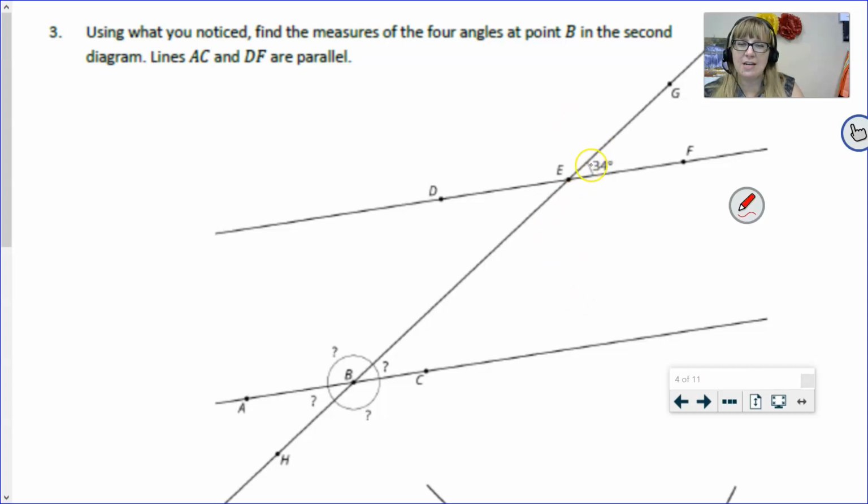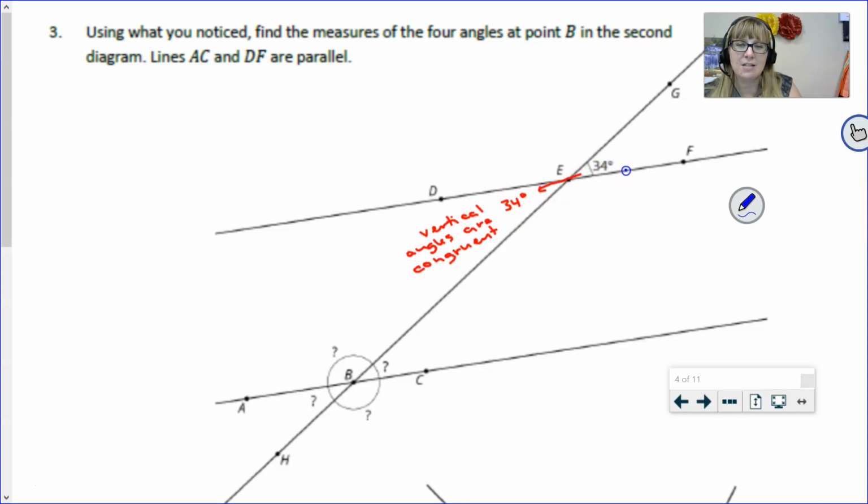What we should see is, since this is a 34-degree angle, and we know that vertical angles are congruent, we also know that that is a 34-degree angle. Let's write it one more time. Vertical angles are congruent. With as many times as we've written this, I hope you understand just how important it is to recognize this property.